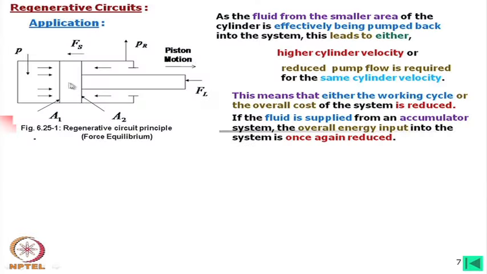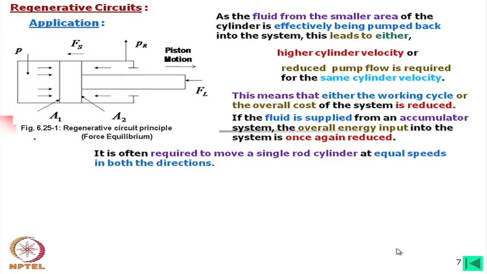This has another application, that is control of velocity, because we are now moving something. Say for example, if you move a pen like this, just pushing like this, then you will have less control than if we move like this. You are putting a pressure here, then you are moving like this. So, from the control point of view also, the regenerative circuit will be better.